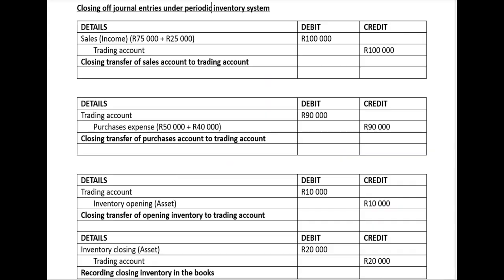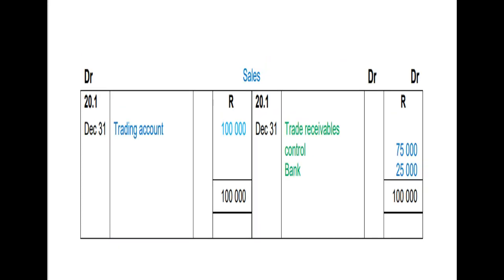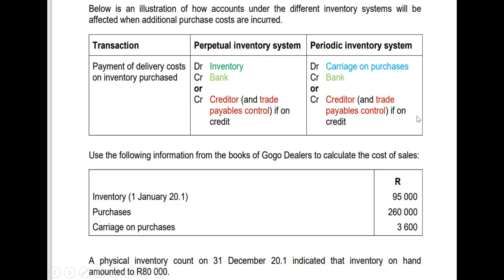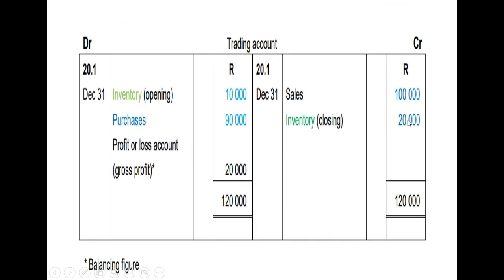Let me go back to our journal entries. The last one here, we said trading account is credited by 20,000. And what did we debit? Closing inventory. Because we are doing the trading account, we need to go to the credit side. We write here 20,000 when we credited the trading account. We debited inventory, the closing inventory.